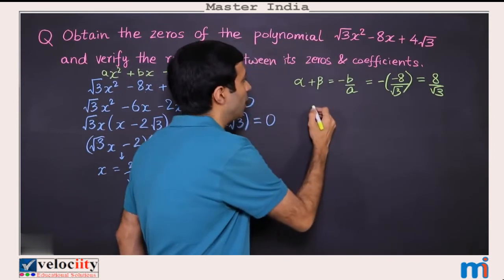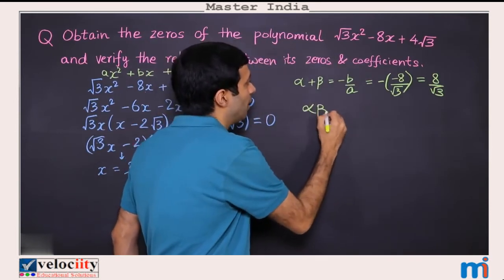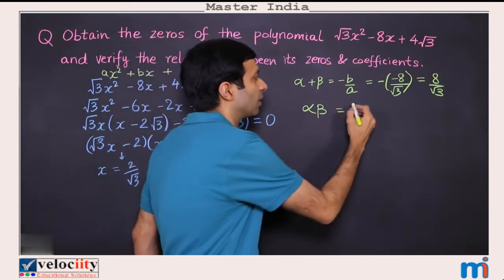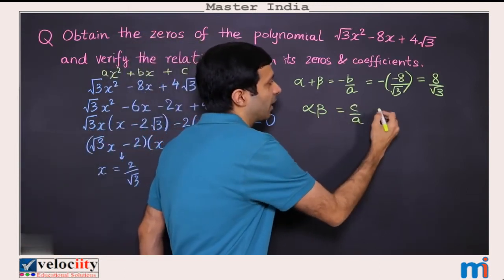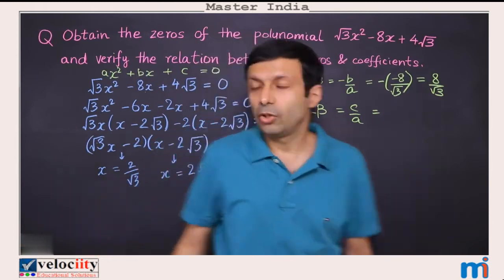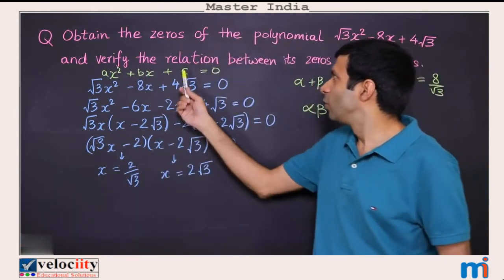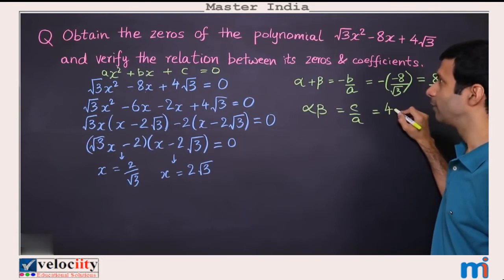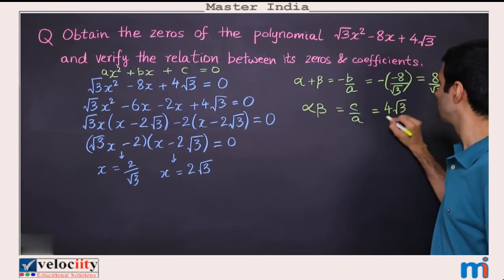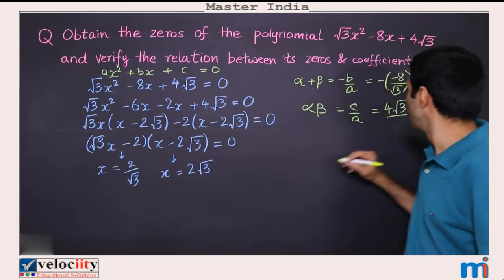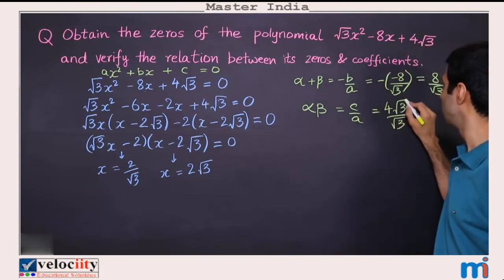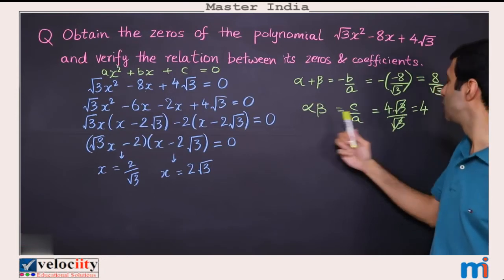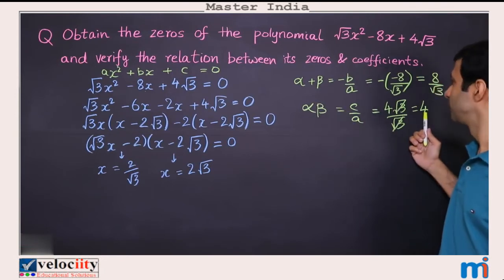Okay, and now let's do the product of the roots. Alpha beta, the product of the zeros or the roots, is going to be c by a. That's our formula, right? So again we need to use our coefficients c and a. So what is the coefficient c? It's basically 4 root 3, right? And a is root 3. So root 3 cancels, and the product of the zeros is 4.